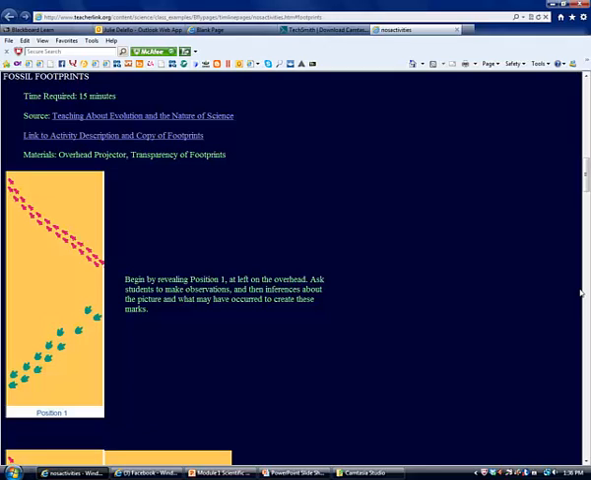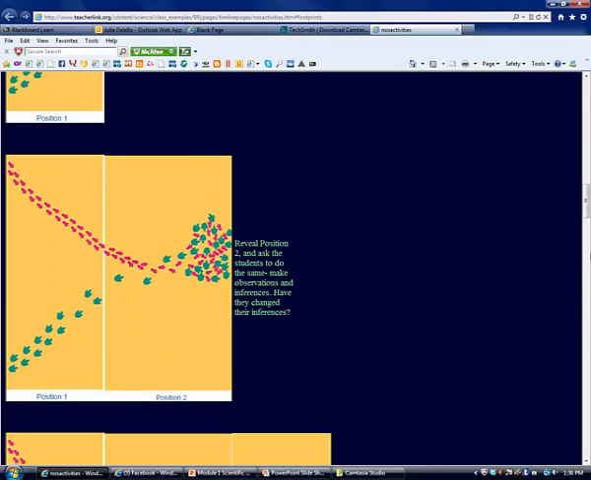You would start with something like this where you have those dinosaur footprints or some type of an animal, and you would ask students to begin to infer about the picture. Who could have created these marks? What could have created these marks? And then you scroll down and you talk to them about, what do you see happening? How have things changed? Have your inferences changed?